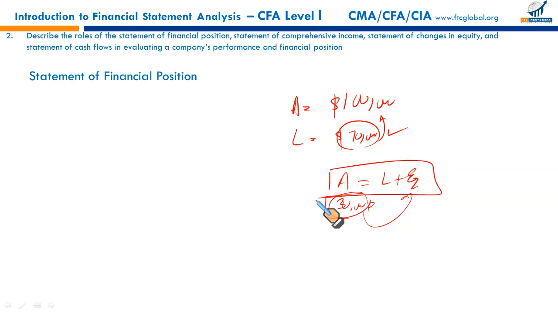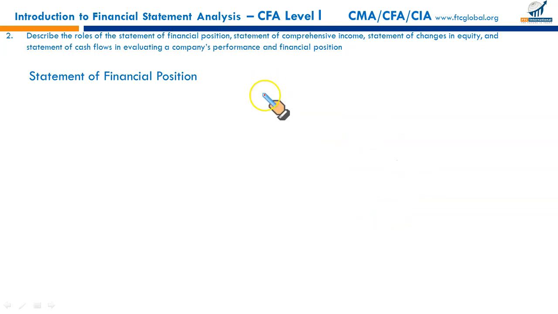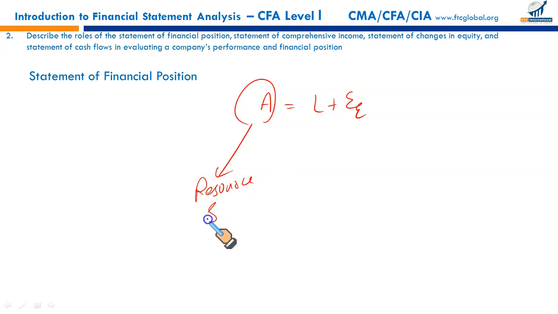And one important aspect to it, you must also remember, assets is equal to liabilities plus equity. This side of your equation showing different types of assets is called the resource structure. Mind the word, resource structure. Different types of assets, current, non-current, and their composition is called the resource structure.